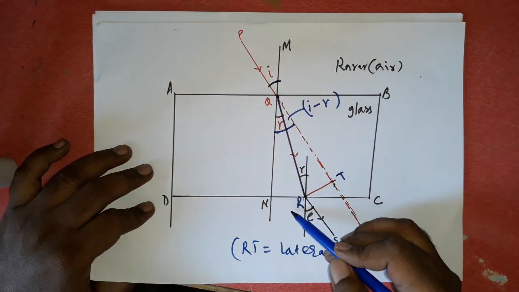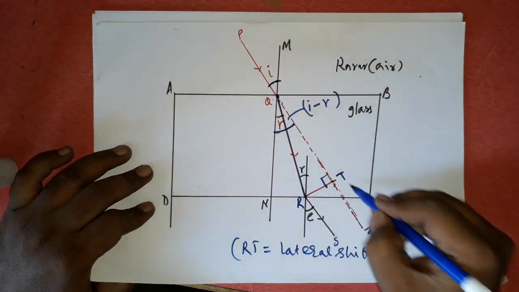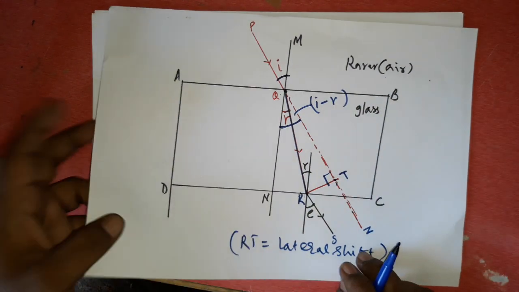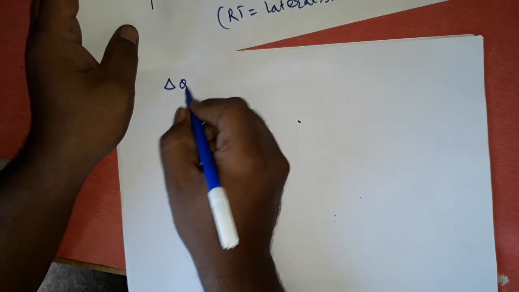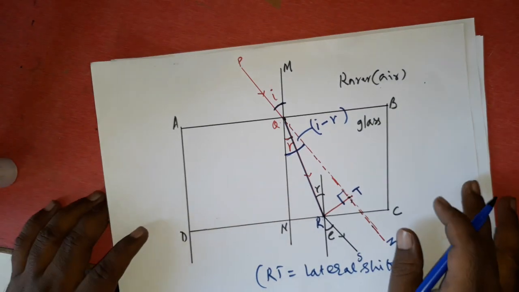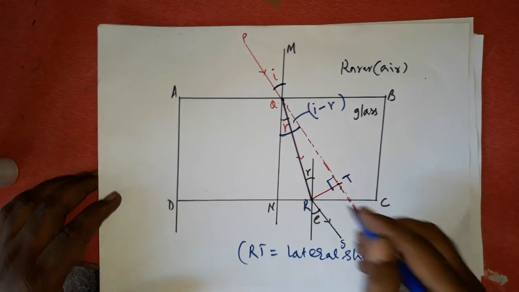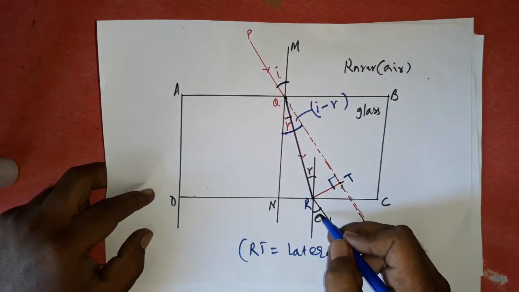Then taking this triangle QRT, see, this is adjacent, this is hypotenuse.